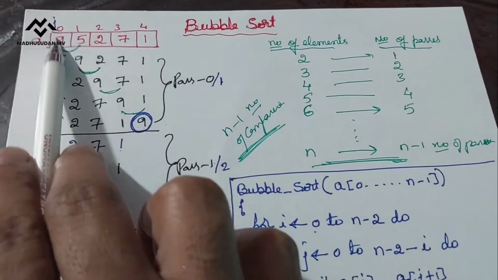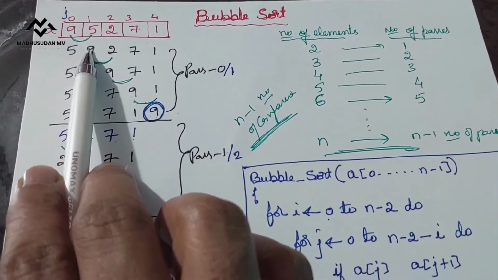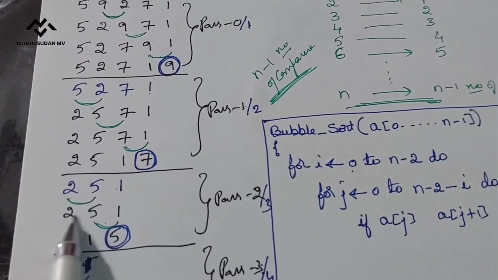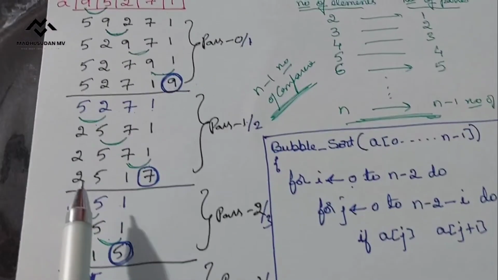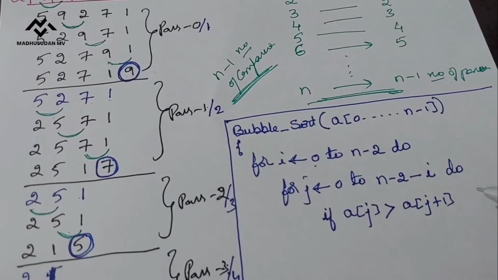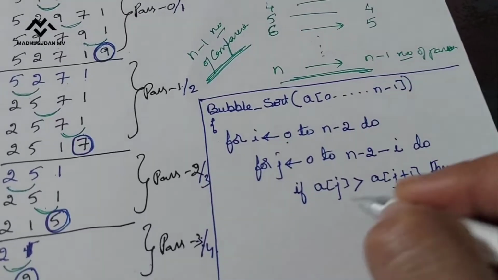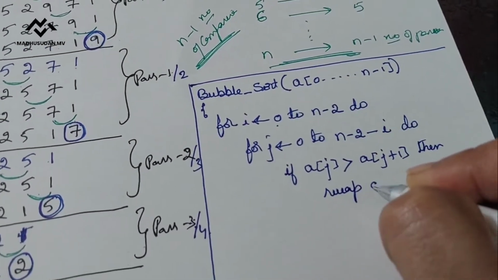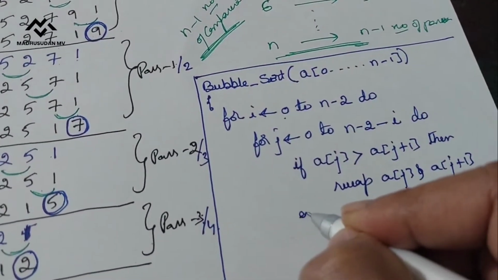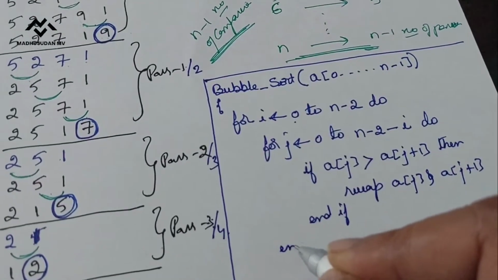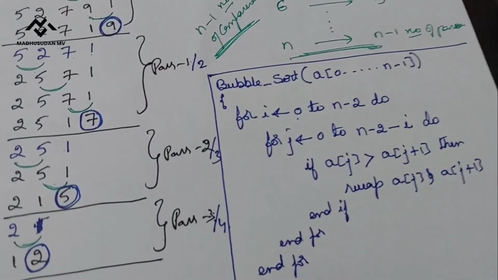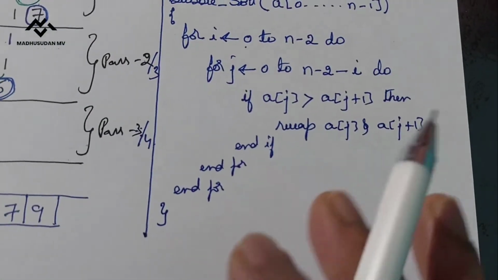If you observe here, 9 is greater than 5, so we swap 5 and 9. If the first number is not greater, we keep it as it is and do not swap. We swap only when the first number is greater than the second number. So I want to check if a of j is greater than a of j plus 1, then we need to swap a of j and a of j plus 1. That's it, the algorithm. When we come out of the outer for loop, our array will be sorted. Hope you understood. This is the algorithm for that.